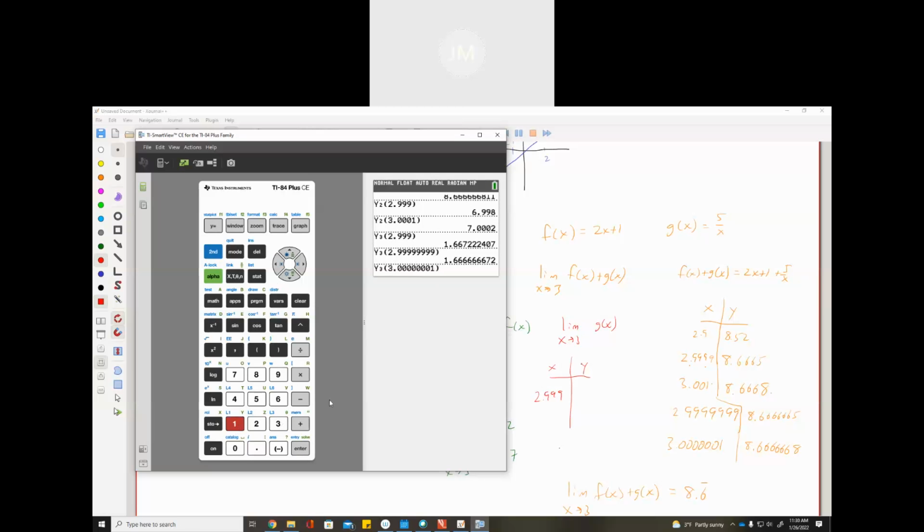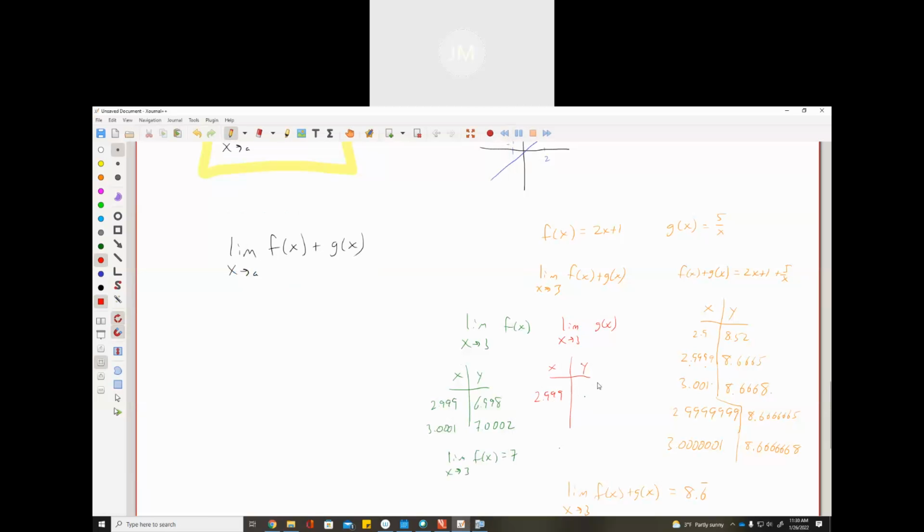If I put in a number a little bit bigger than 3, same idea. It looks like I'm going to get about 1.6 repeating. So we're not going to write down all of these values. We can just say, I think that the limit as x approaches 3 of g of x is 1.6 repeating.